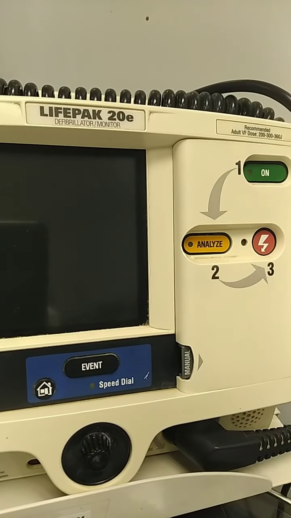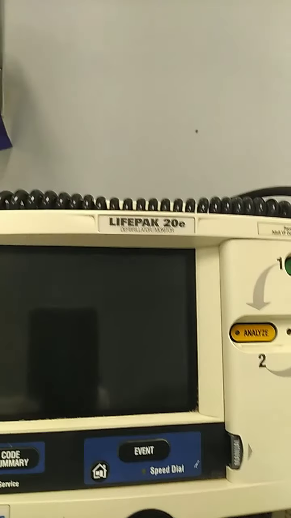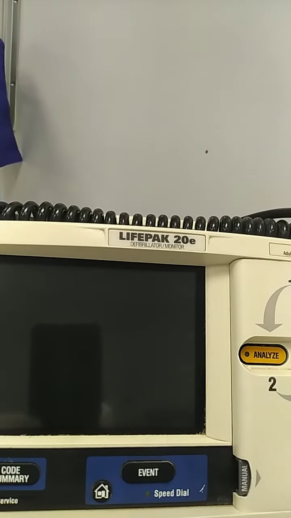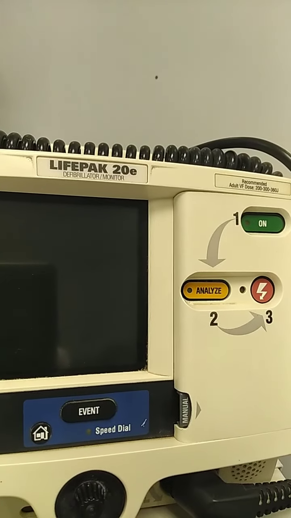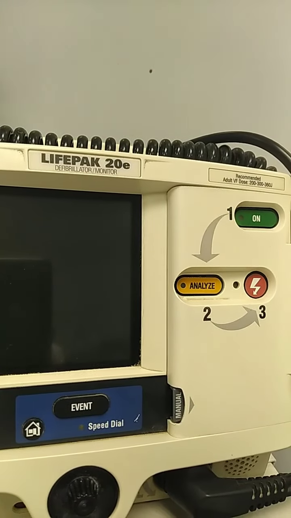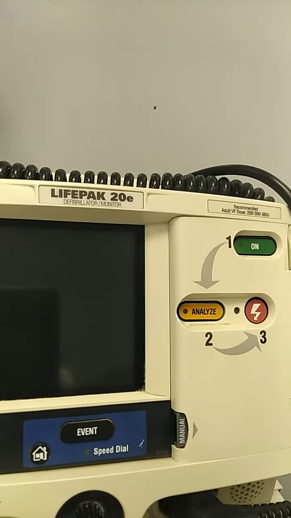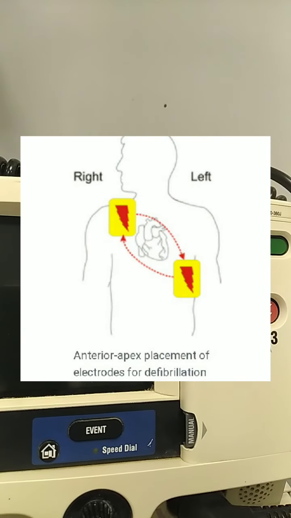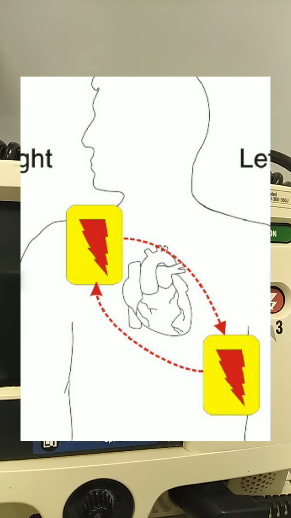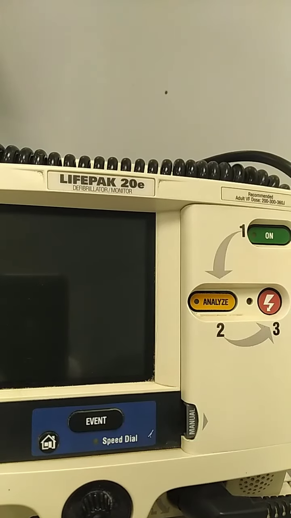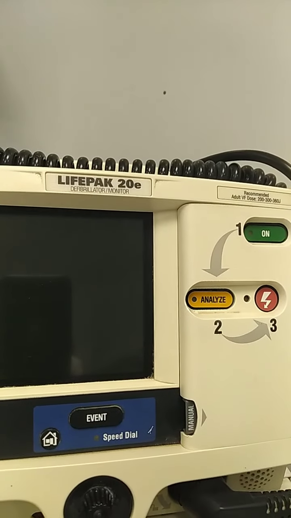So let's begin. You have an unresponsive patient. Verify that the patient is not breathing normally and has no pulse or other signs of circulation. Turn on the defibrillator, bare the chest, prep the skin if necessary, and place the electrodes in the anterior-lateral position. Make sure the electrodes do not touch each other, leads, wires, and ECG electrodes.